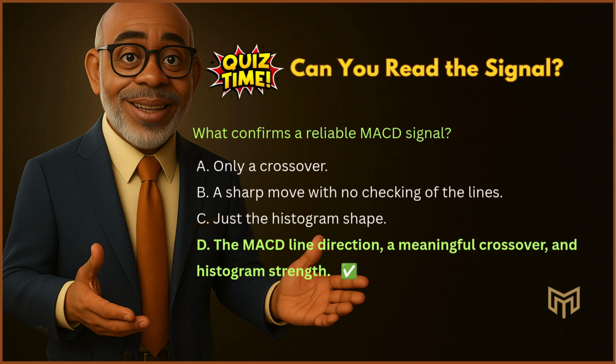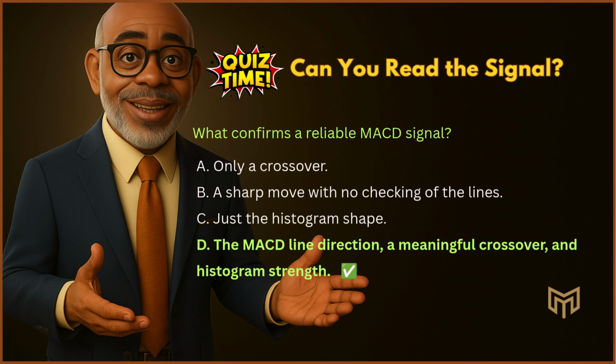If you chose A, only a crossover. Crossovers happen frequently, and not all of them are meaningful. A crossover without supporting histogram strength or clear line direction can send you into a weak or false move. B, a sharp move with no checking of the lines. Sharp price moves can be emotional, news-driven, or manipulated. Skipping the indicator check is trading on impulse, not analysis.